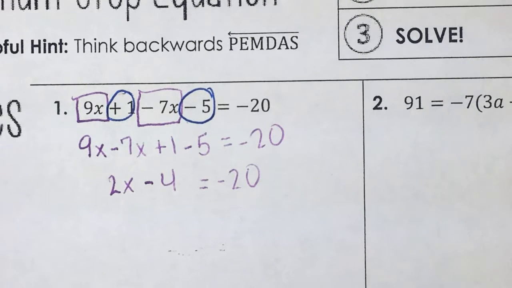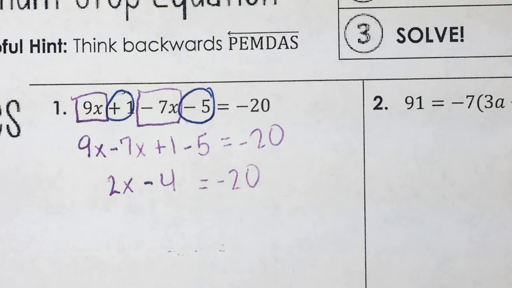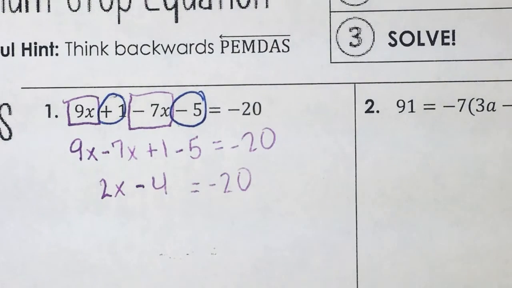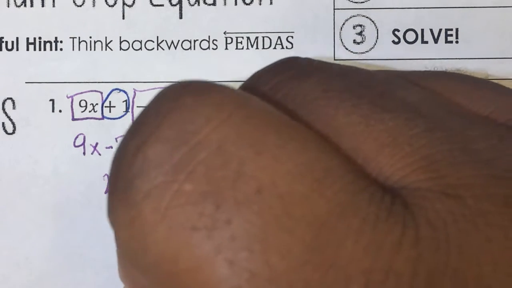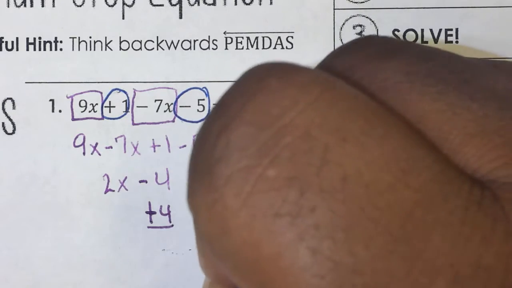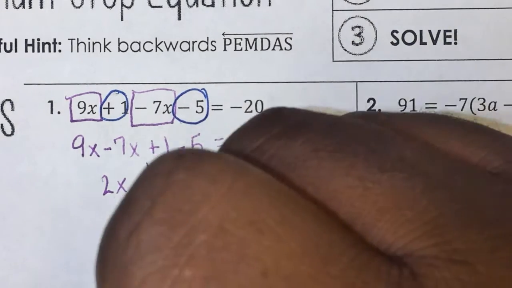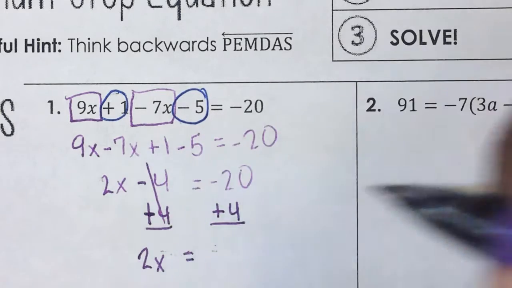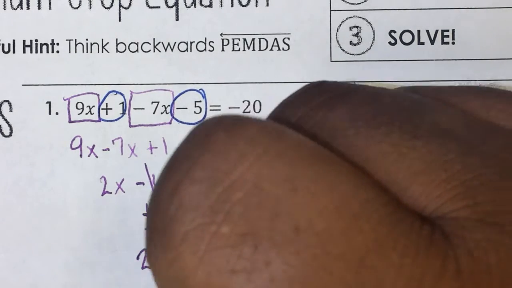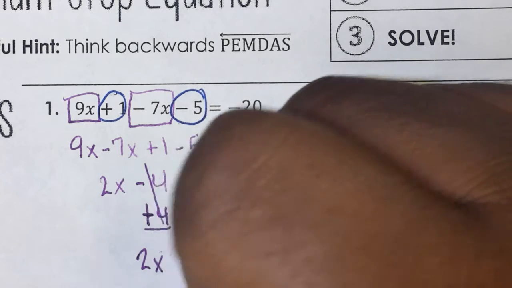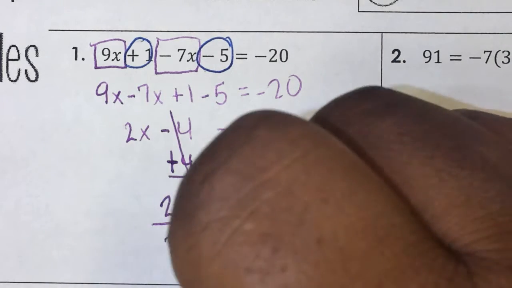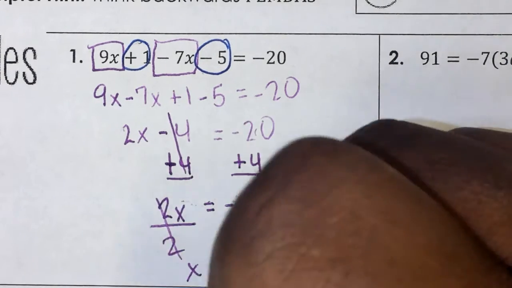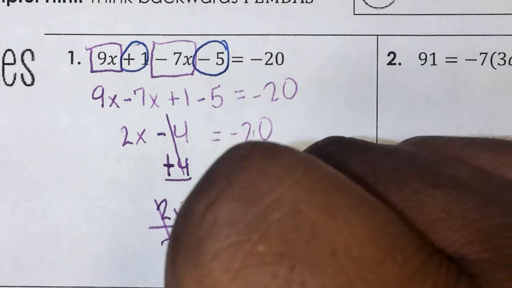Once you get to this point, you should feel comfortable. It's just a two-step equation. You're solving for the variable x, so you need to be moving everything away from x. Move the 4 by adding it to the other side. Plus 4. Cancels here. 2x, bring that down. Negative 20 plus 4 is negative 16. Then from there, divide by 2. Should be easy for you. Negative 8.